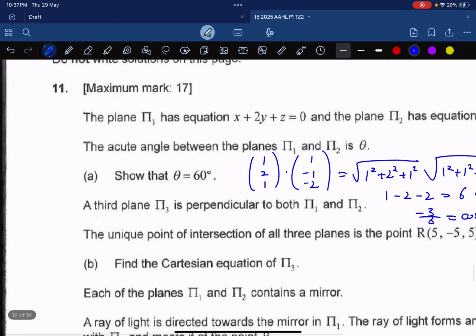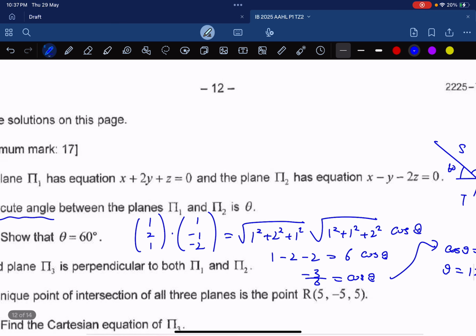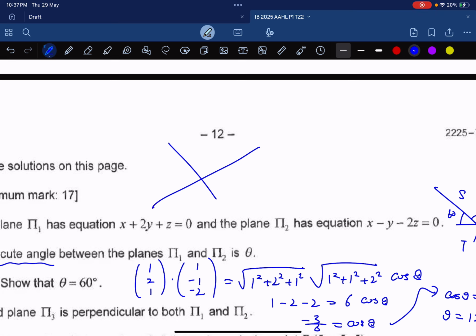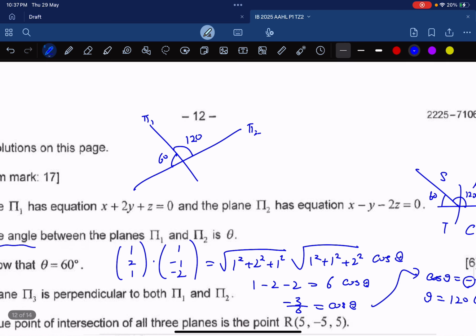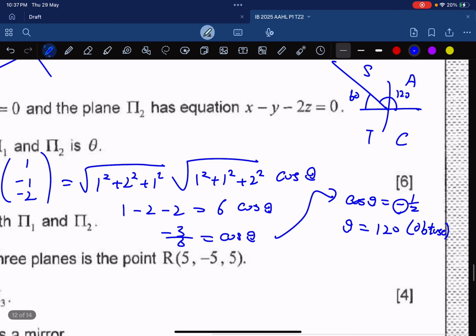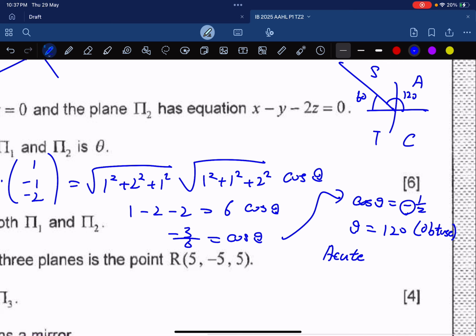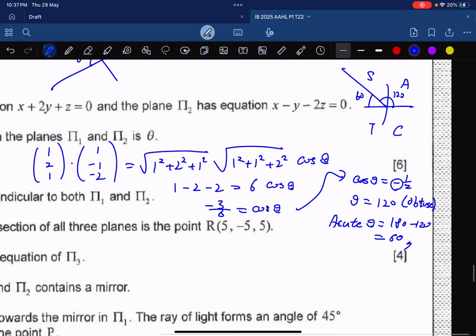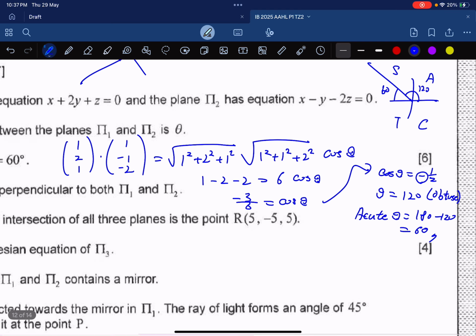But the question told you that it's the acute angle. So remember a plane, right? So plane 1, plane 2. If this is 120, then this here will be 60. Okay, this is plane 1, plane 2. So therefore, all you need to do, as long as you got 120, is tell them that the acute theta would be 180 minus 120, so this would be 60. So that's why this is a 6 marker, because you need to give them some logic at the end.